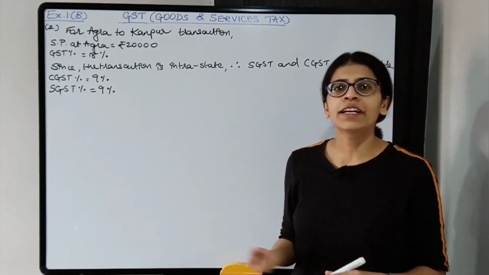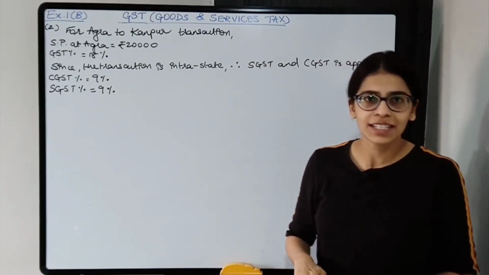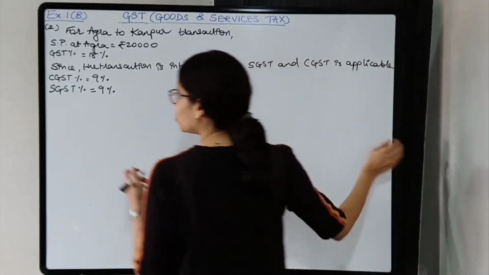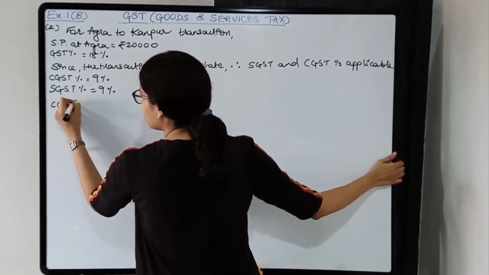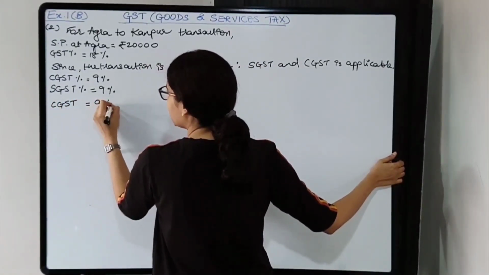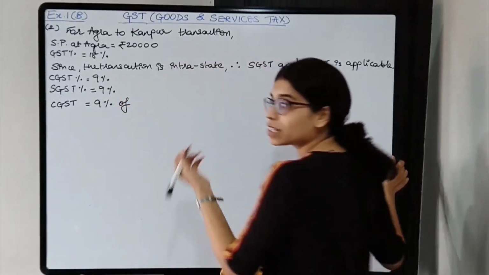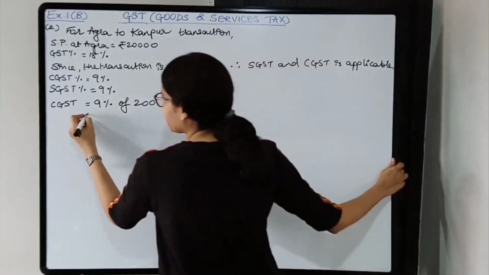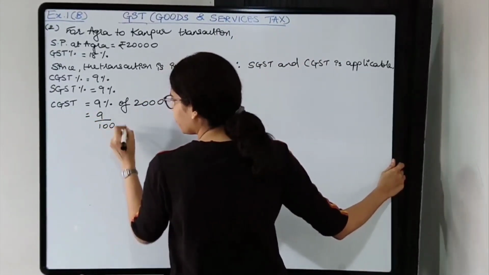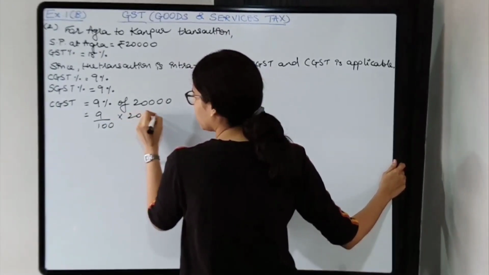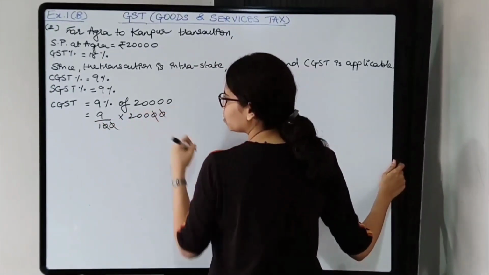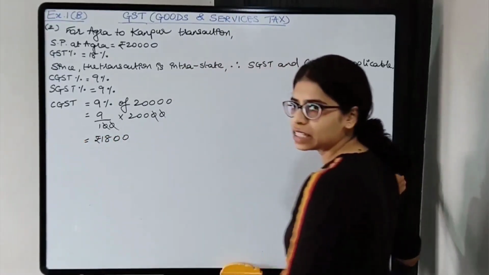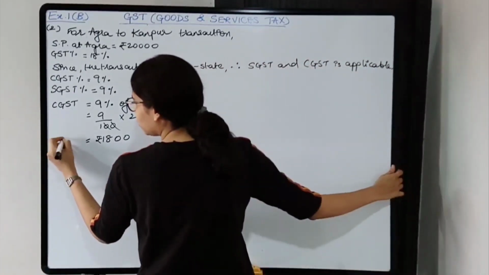Okay. Now we need to find out CGST and SGST, that is the GST paid by the Kanpur dealer to Agra person. ठीक है, so CGST and SGST we need to calculate. It will be 9% of what is the selling price? 20,000. So 9% of 20,000. So it will be 9 upon 100 of means into 20,000. 0 0 0 0 cancel हो गया. 9 2s are 18 and 2 zeros. So rupees 1800. Okay. So that will be CGST.